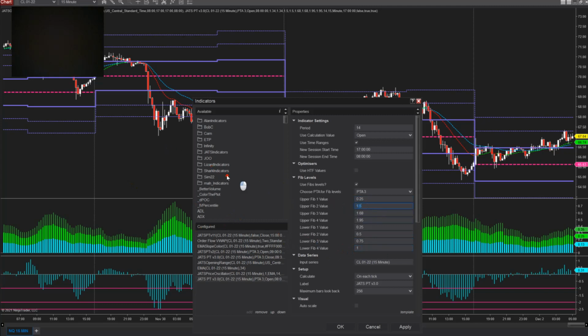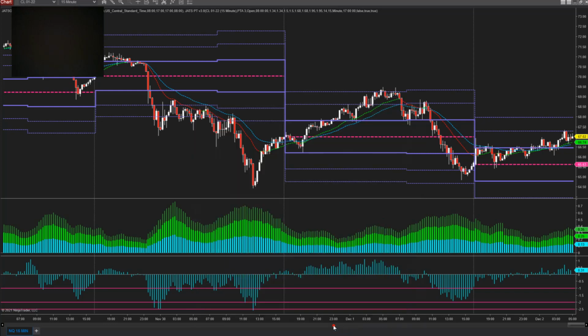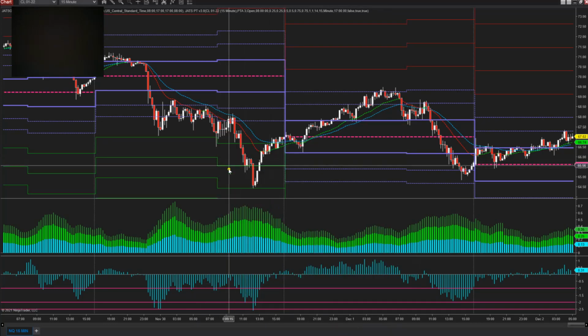So you can set your tails away from PT1, 2, or 3. And you can use regular Fibonacci numbers. I'm just using 25, 50, 75, 1 just to show you. Look at that. It gives you targets to trade to.